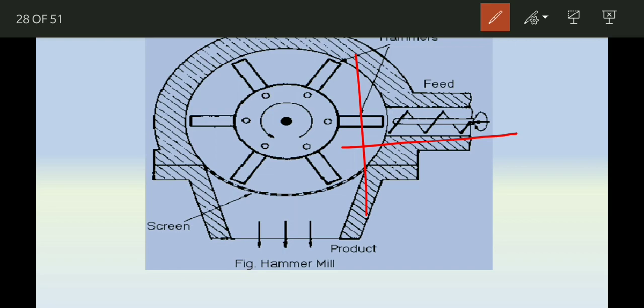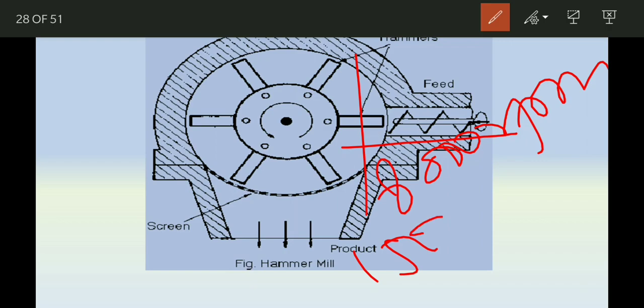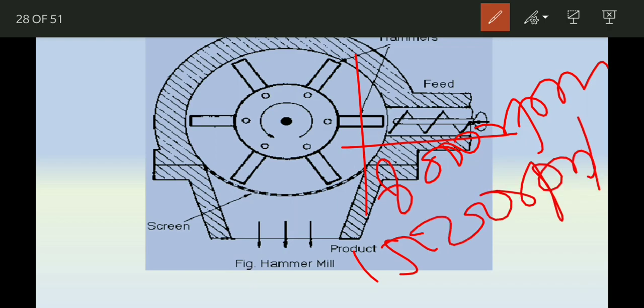Now let's talk about the working. The hammers are allowed to be in continuous motion, so the speed is around 8,000 rpm to 15,000 rpm. The feed material is placed into the hopper, which flows vertically down and horizontally while the hammers are in continuous motion. These are the hammers, they rotate continuously. These rotating hammers break the material to yield smaller particles. Then this passes through the screen.